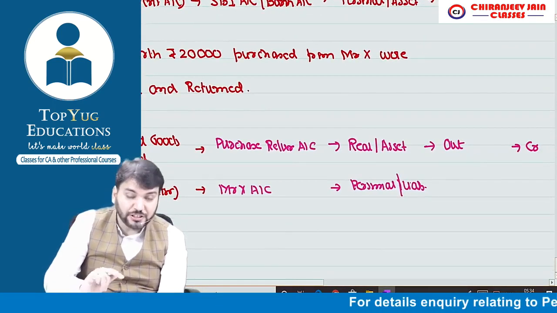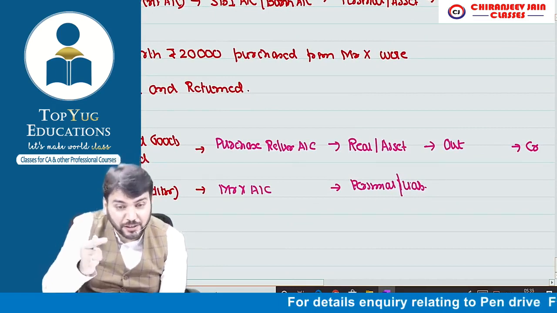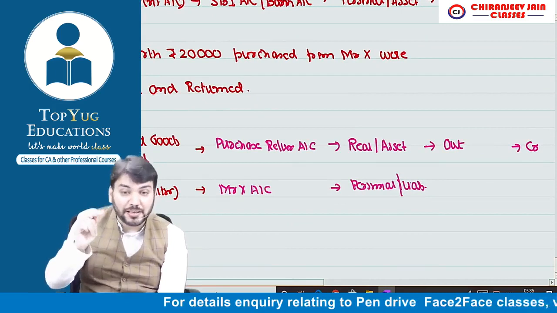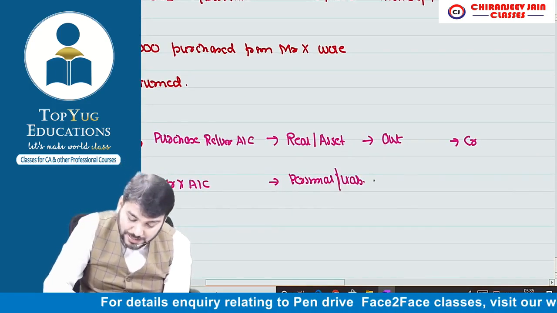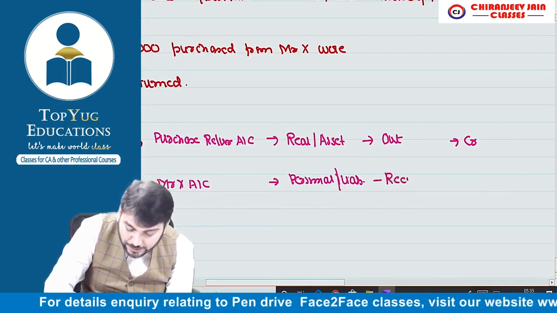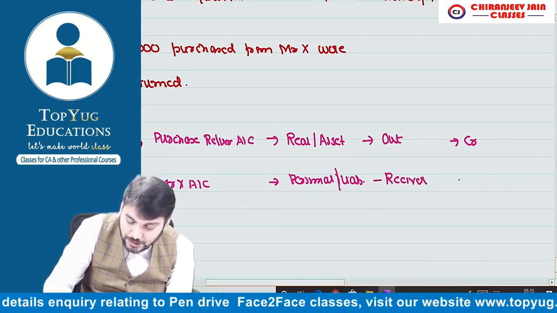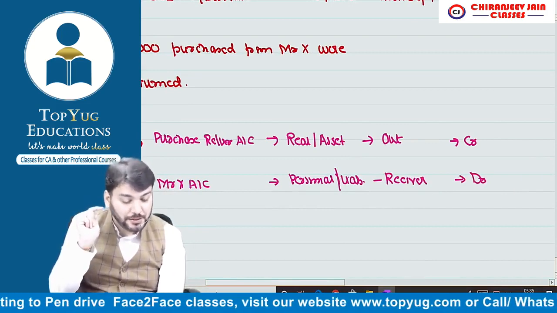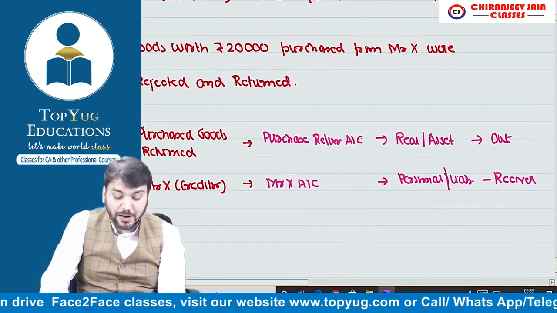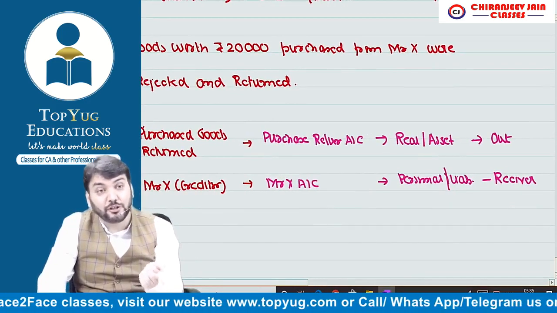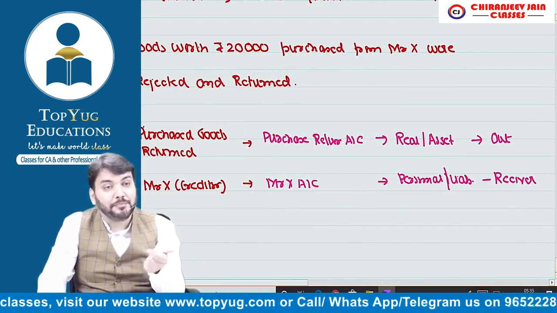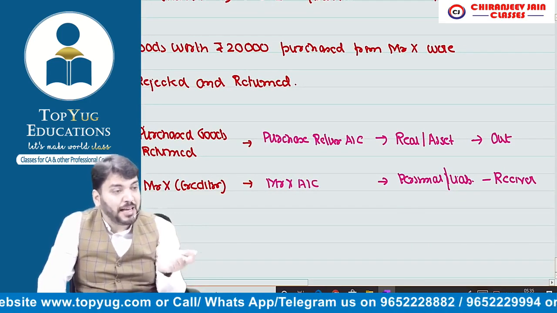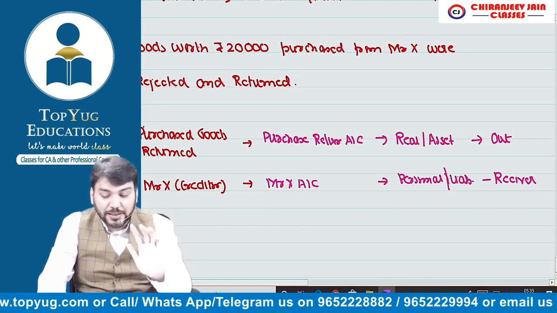And here, Mr. X, once you have returned the goods, can I say Mr. X is the receiver of goods? Receiver, so debit. So what journal entry will pass? Mr. X account debit to purchase return.